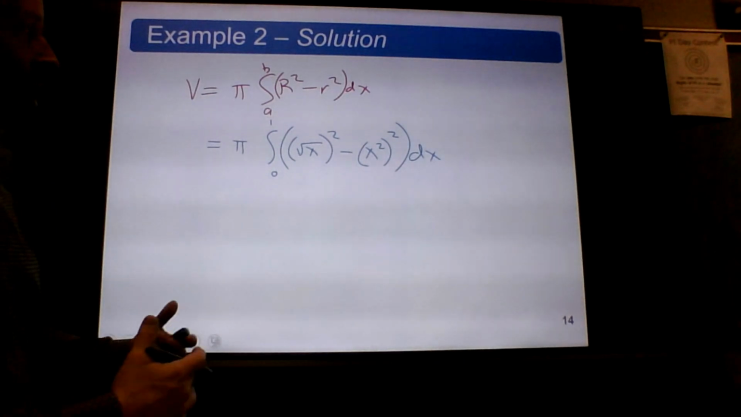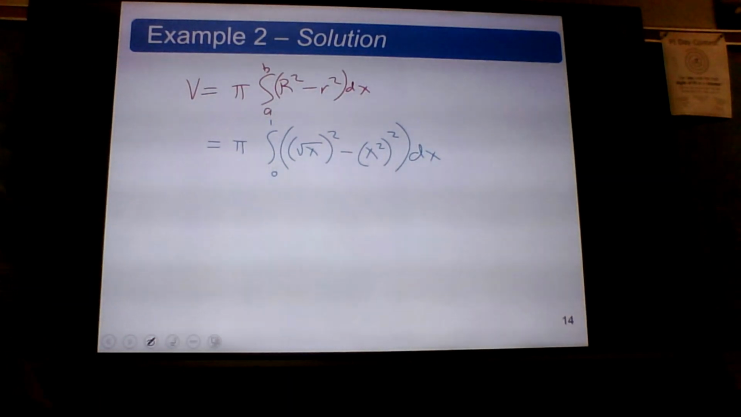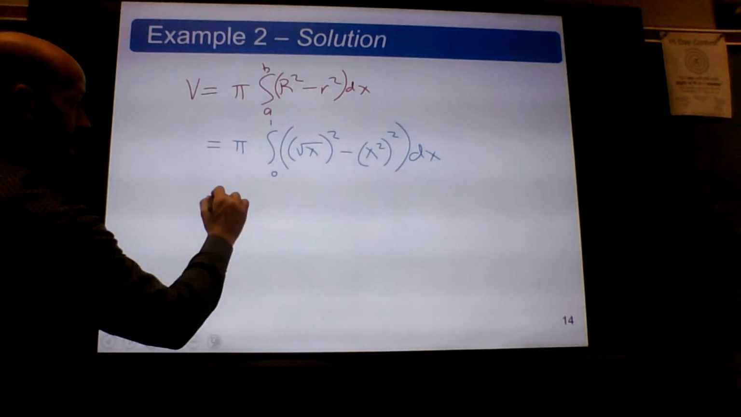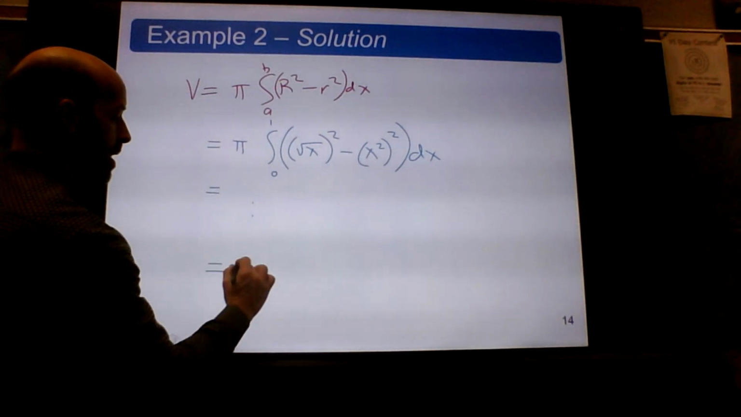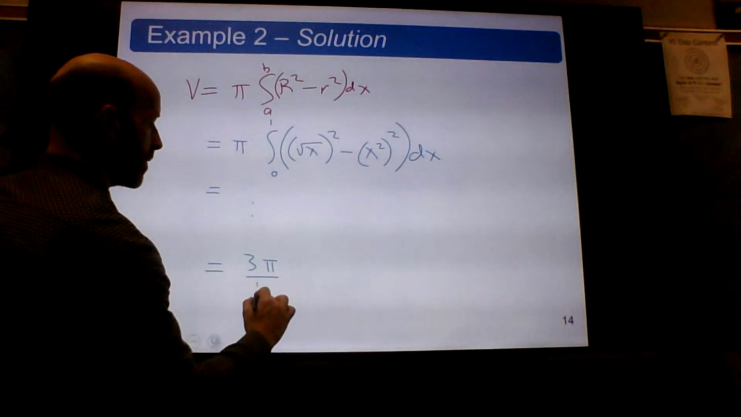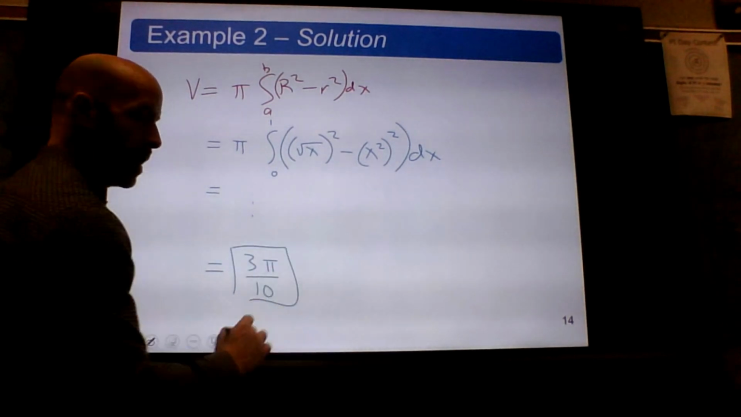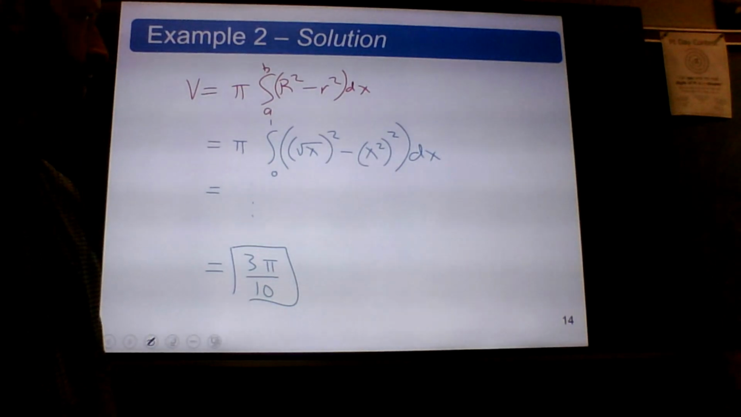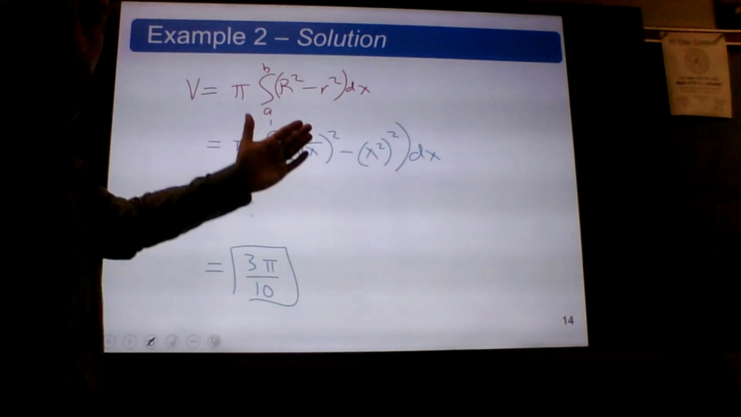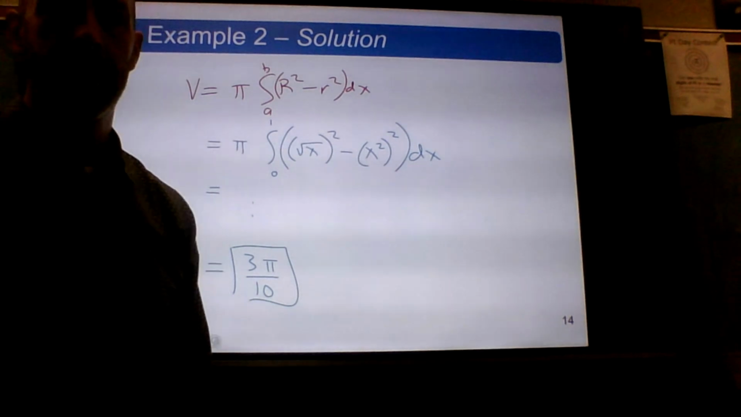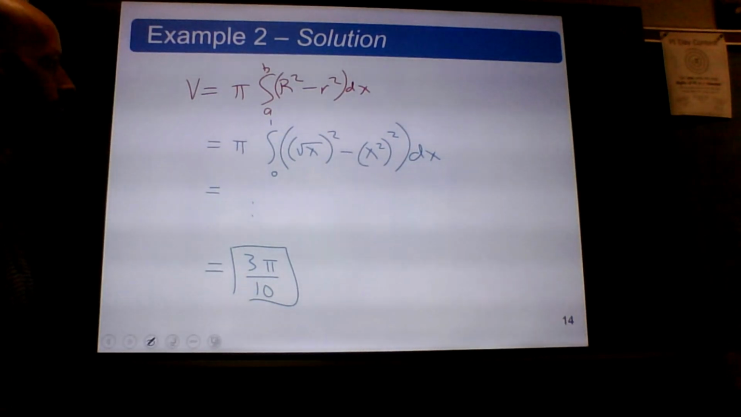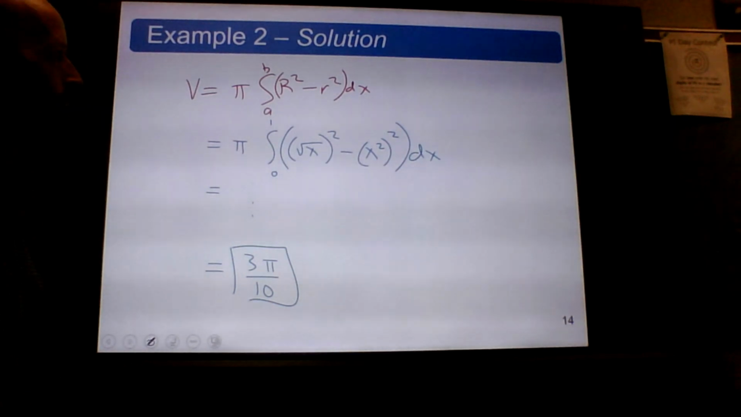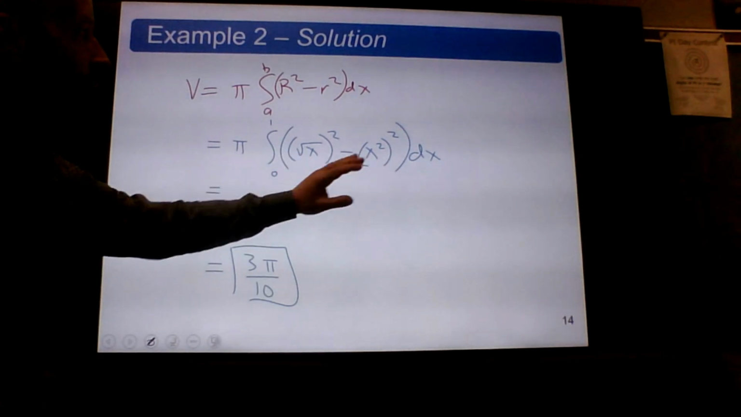If you guys don't mind, I'll let you simplify it and fill in the details. The answer turns out to be 3 pi over 10. You could do this manually or with a calculator. I'm just going to go ahead and give the answer here, because once you get the integral, it's something we've already been doing since chapter 4. So that's example 2. That's the washer method: big radius squared minus little radius squared.